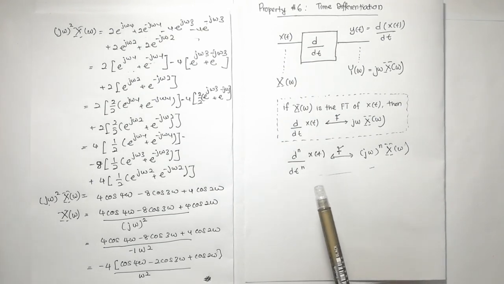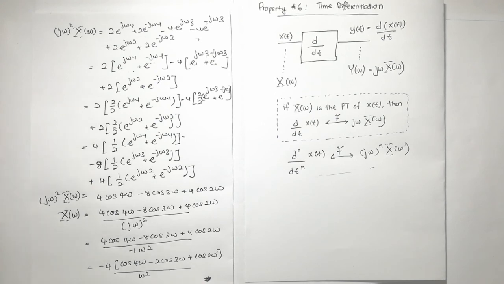Right? So hopefully you understand how to use the time differentiation property to find the Fourier transform for any signal which is in the time domain, and then we will transform it into the frequency domain.